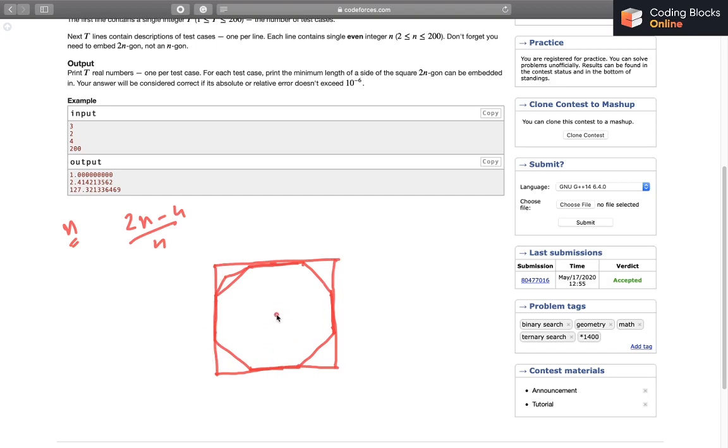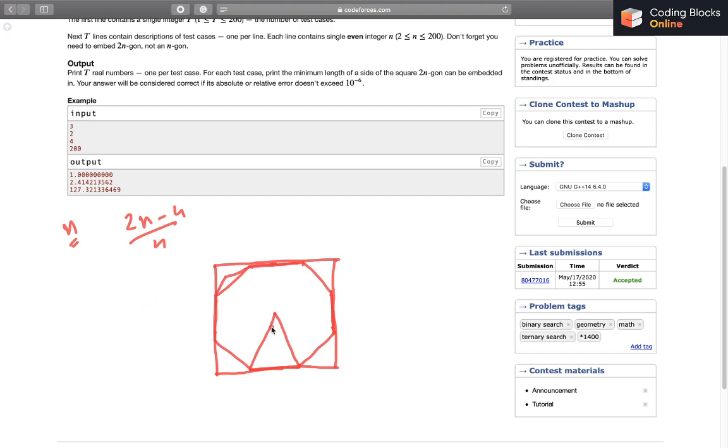Now coming to the original question, we need to calculate the side of the square. Let's say this is the center of the square as well as the 2n-gon. They're going to be the same, we can tell by symmetry. Also, we know that the 2n-gon is uniform. Now if we join the center with each vertex of the 2n-gon and keep on joining each of them, we'll have 2n triangles. 1 2 3 4. I hope you can see that we'll have 2n triangles.